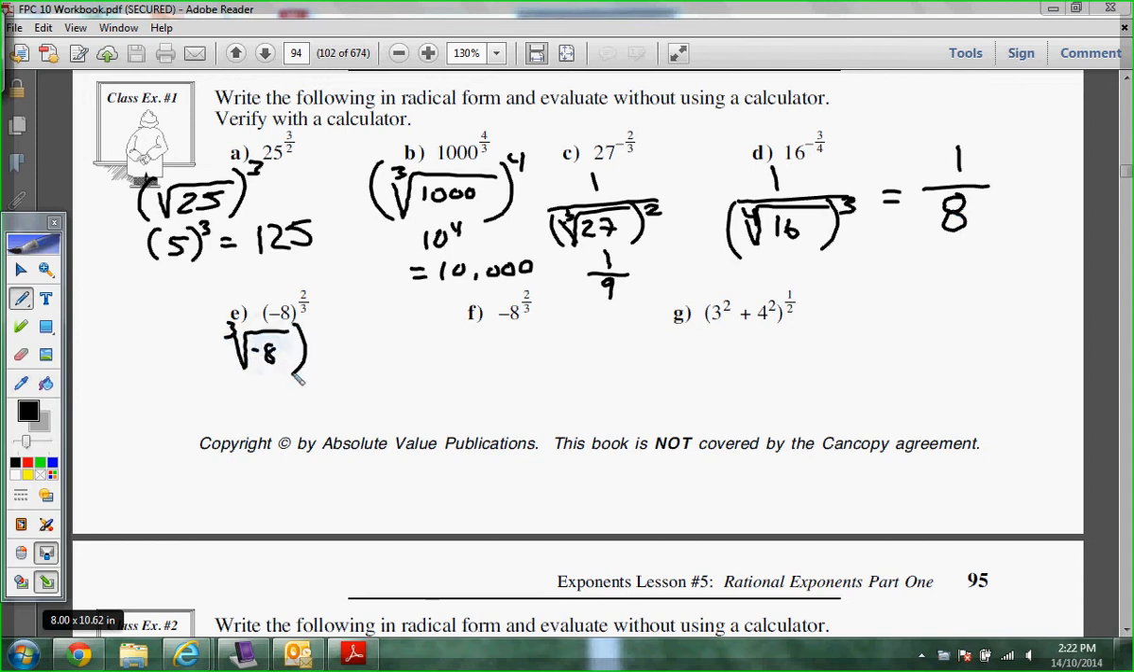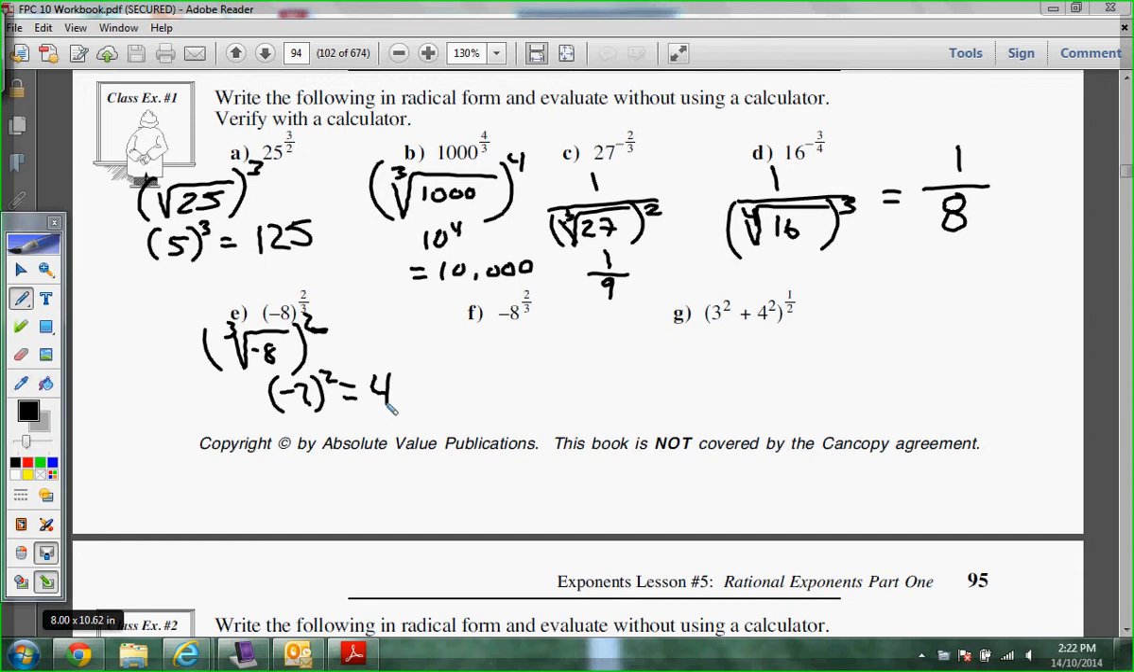All right, Xander, part E. Okay, good. Can we take the cube root of negative 8? Yes. It's an odd root, right? You can take odd roots of negatives. So what's the cube root of negative 8? Negative 2. And then what's negative 2 squared? 4.